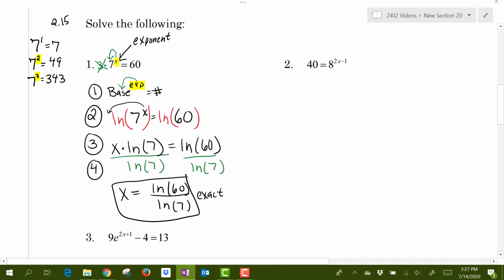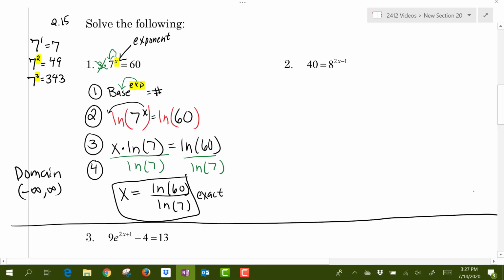Now we are not required to check our solutions because the domain of an exponential function, what you're allowed to use for an exponent, is all real numbers. So we're not going to have to check our answers here. All answers are acceptable. So we want to have an exact answer, one that we don't get using our calculator, one that we did not round, and we also want an approximation.